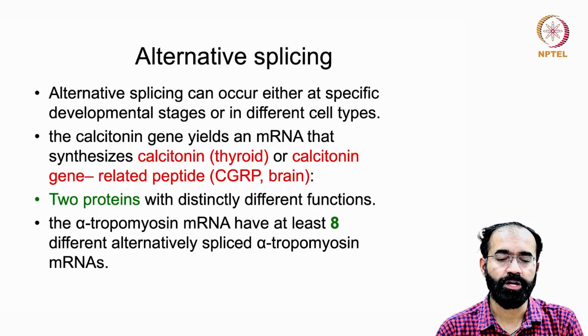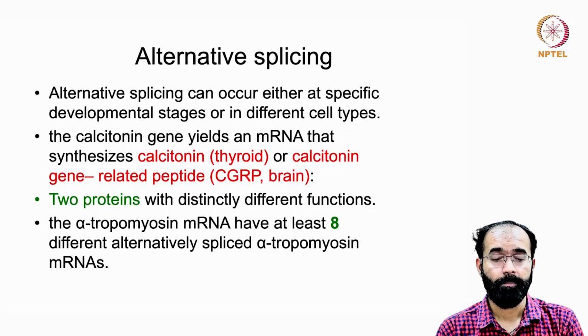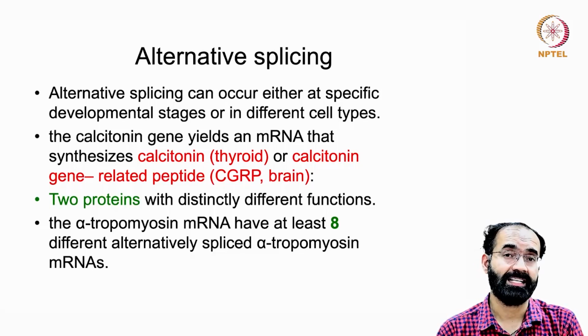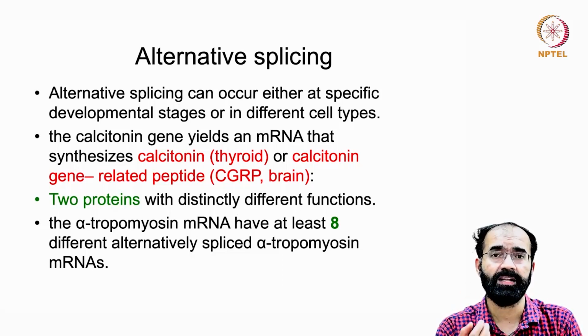And the alpha tropomyosin gene has at least 8 different alternatively spliced alpha tropomyosin mRNAs. This is something interesting and very important for us to keep in mind, because tropomyosin, troponin, these are all structural proteins in the muscle. Like when you have muscle contraction, you are able to move your hand, finger, your facial muscles are moving. I am able to give a lecture. All credit goes to muscle contraction happening at different parts of my body. So you need to have structural proteins to perform the task.